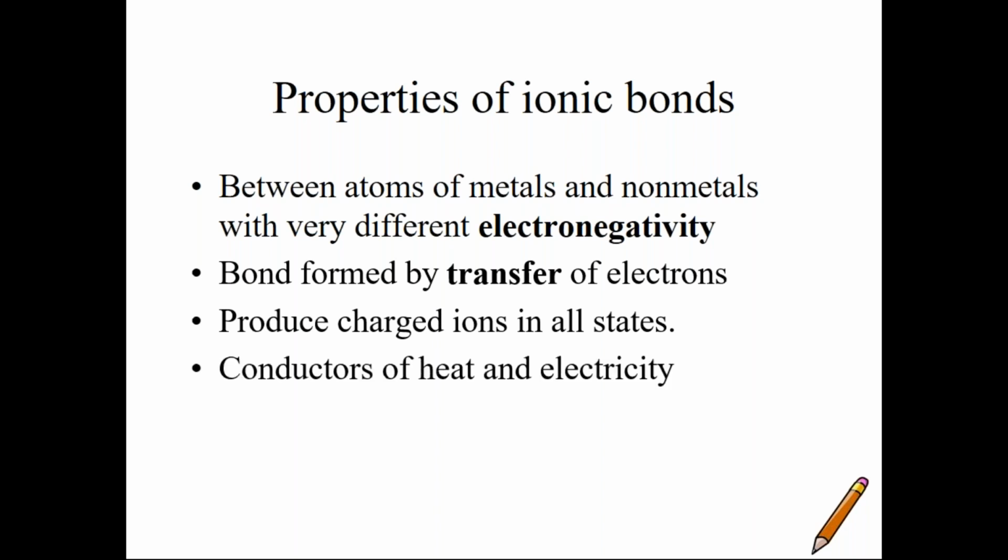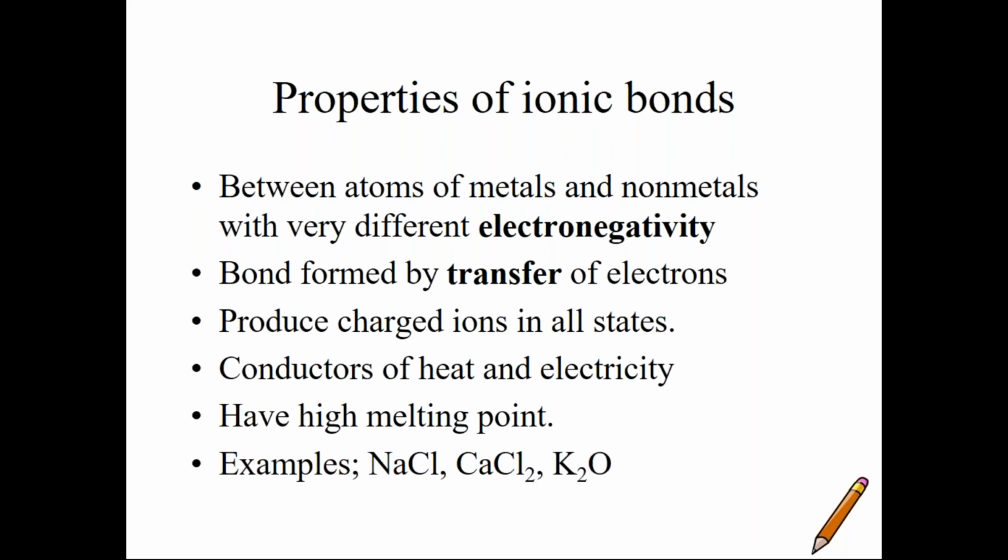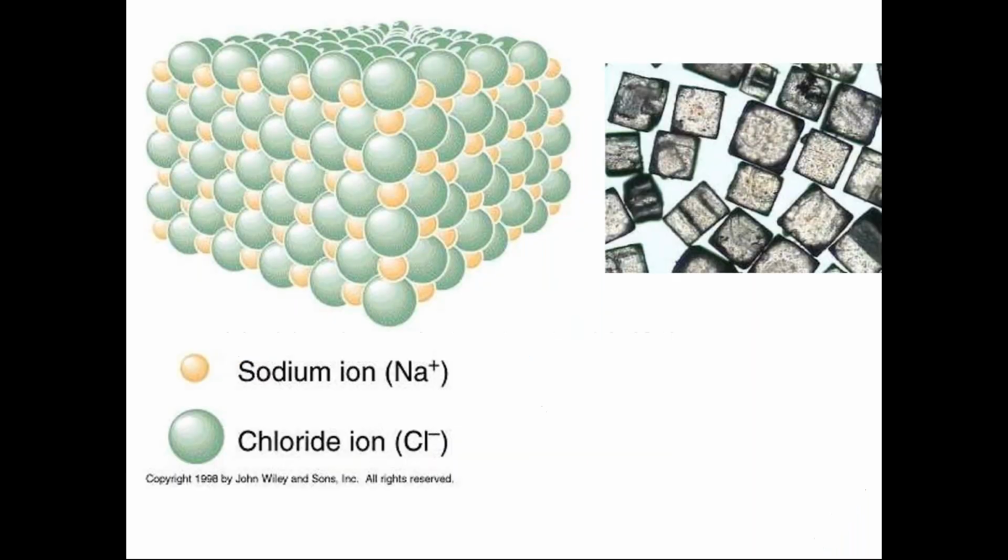Also, it's important to know about their physical properties. Ionic compounds are good conductors of heat and electricity while they are molten or in aqueous state. Aqueous state means that they are dissolved in water. As you know, ionic compounds are soluble. You can dissolve them in water, and in that case, you get an aqueous solution. And also, they have really high melting points. You need a huge amount of energy to break down ionic bonds in ionic compounds. Examples are sodium chloride, calcium chloride, or potassium oxide.